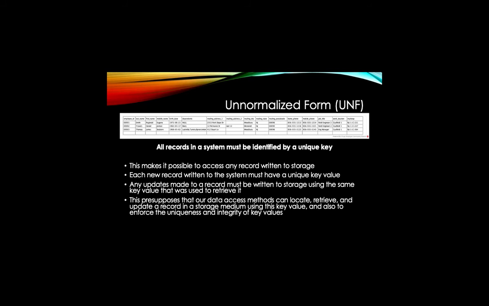So unnormalized form, or UNF, is the easy one. Basically, all records in a system must be identified by some kind of unique key. We don't care about what all of the attributes are in the record. We don't care if they violate every piece of relational consistency in the world, as long as for all combinations of attributes in a record, there's exactly one of them in this table, and it has a key associated with it to uniquely pull up that big long record by itself.